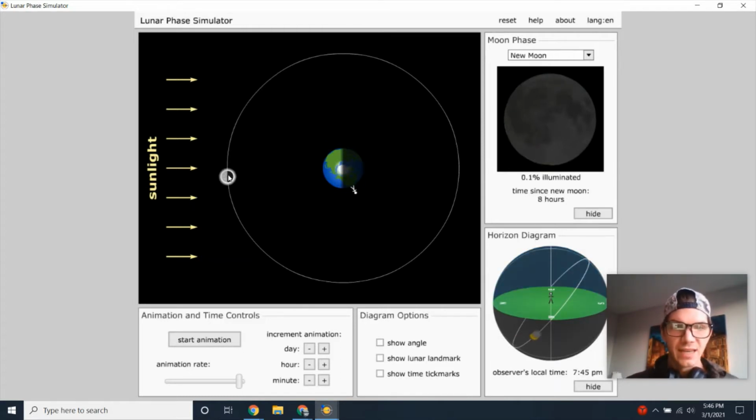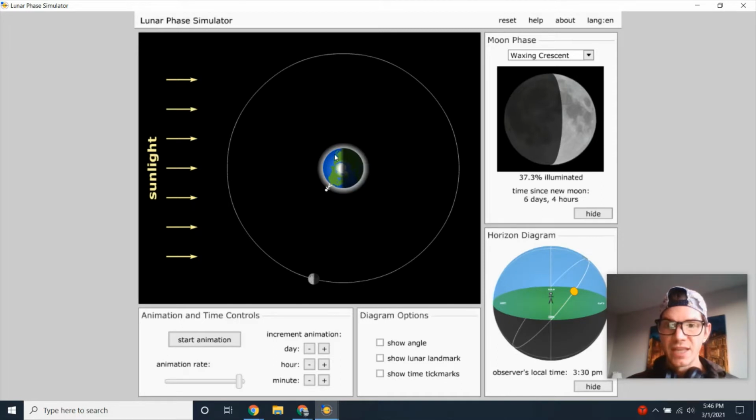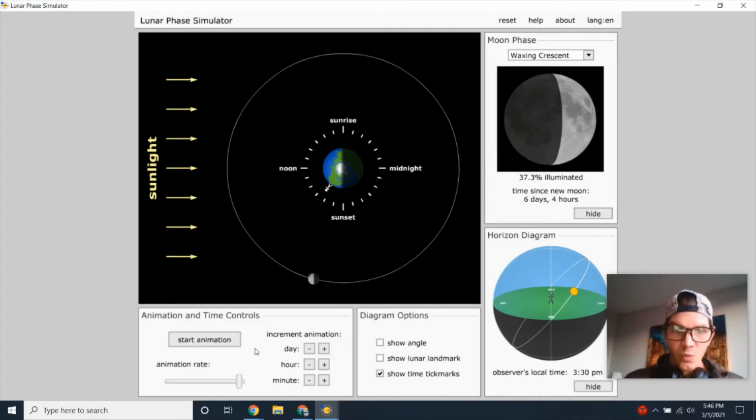Now, to understand why we see different phases of the moon over the course of 29 days, the first thing that you need to understand is that planets and moons in our solar system, all celestial objects that are spheres, are half illuminated by the sun, and that's going to be the half that's facing the sun. The side opposite that is not going to be illuminated by the sun.